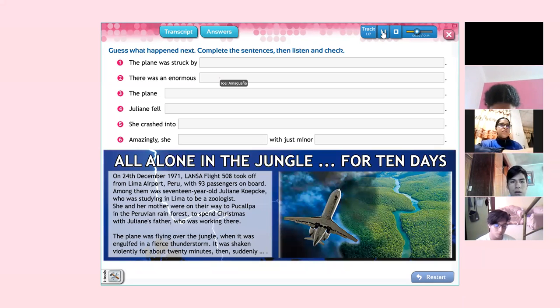The plane was flying over the jungle when it was engulfed in a fierce thunderstorm. It was shaken violently for about 20 minutes. Then suddenly, it was struck by lightning. A fuel tank caught fire, there was an enormous explosion, and the plane disintegrated.